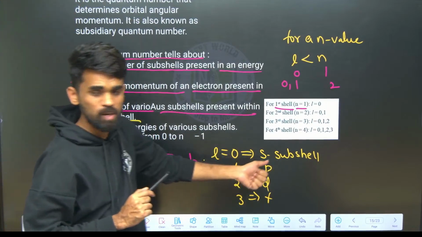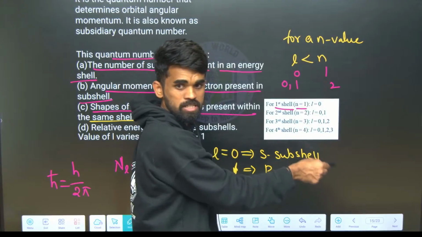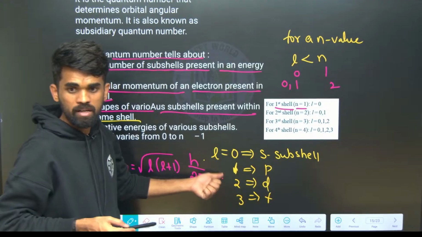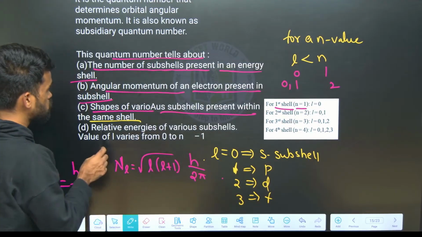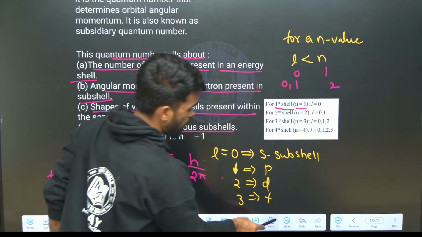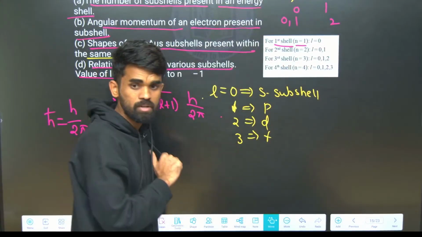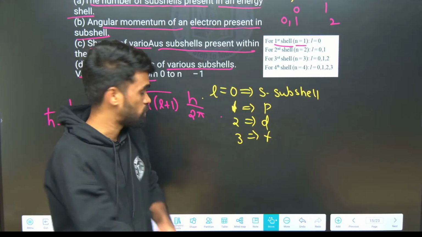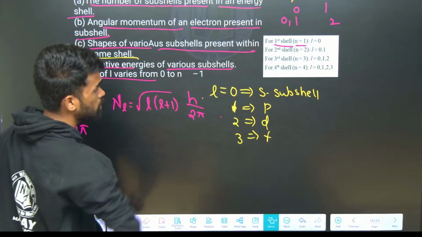So the s subshell will have a spherical shape, p will have a dumbbell shape. That is also explained by the azimuthal quantum number. Okay, so relative energies of various subshells. What I told you, for a multi-electron system, energy depends on n plus l value. So now decide the order.